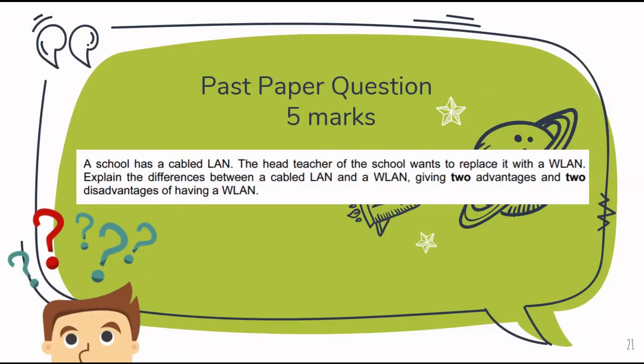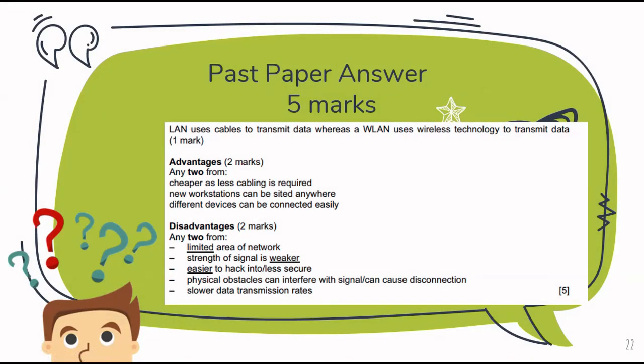To end for today, I have a past paper question for you, and we will try to solve this together. There is a school that has a cabled LAN and the head teacher wants to replace it with a wireless LAN. We have to explain the differences between a cabled LAN and a wireless LAN, giving 2 advantages and 2 disadvantages of having a wireless LAN. The main difference between a cabled LAN and a wireless LAN is that a cabled LAN will use cables to transmit data, whereas a wireless LAN will use wireless technology to transmit the data.